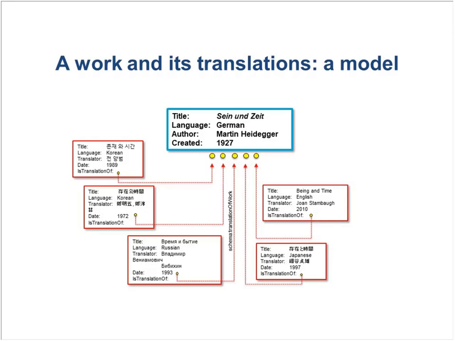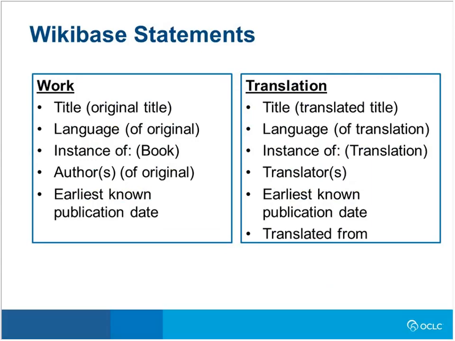We identified 570 translations in 33 languages for Heidegger's Sein und Zeit in WorldCat. We translated that model into a desired minimum set of statements for our Project Passage participants. For work: the original title, the language of the original, everything's an instance of the work, authors of the original, and the earliest known publication date.